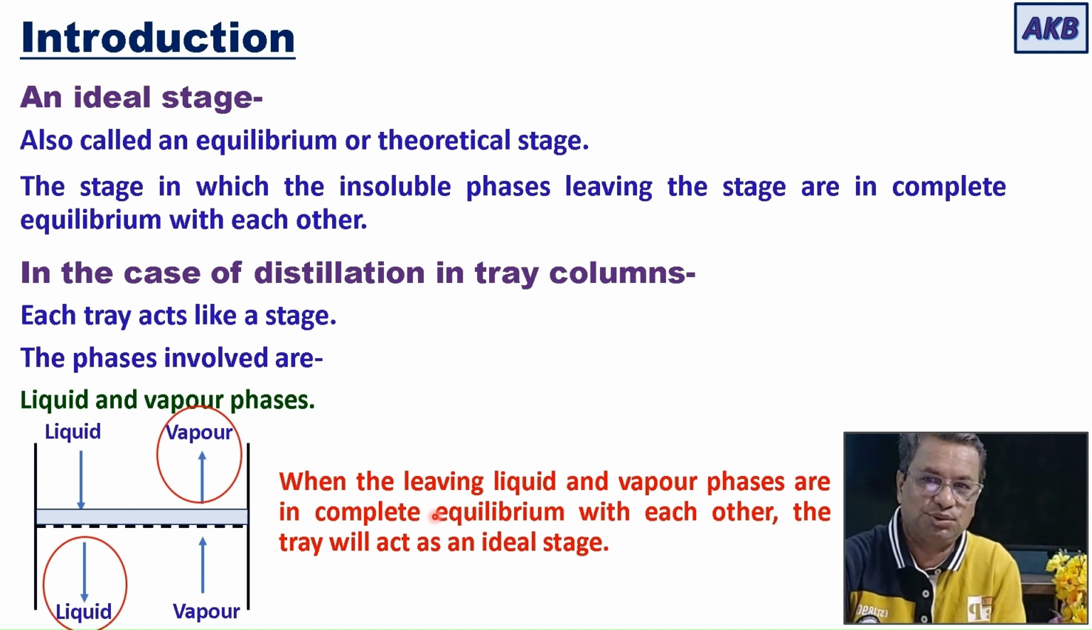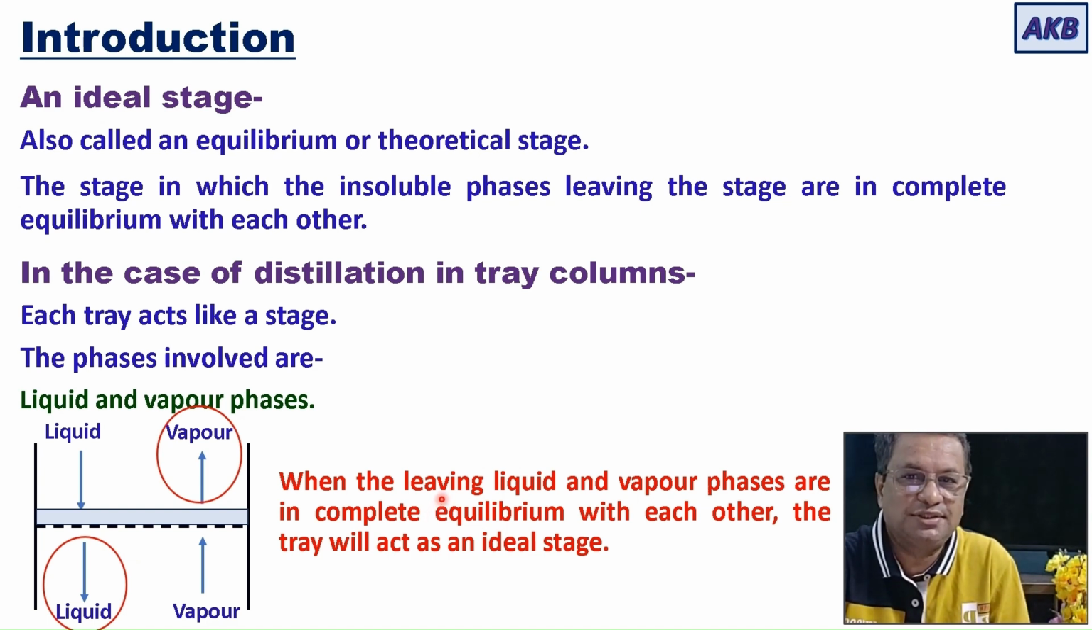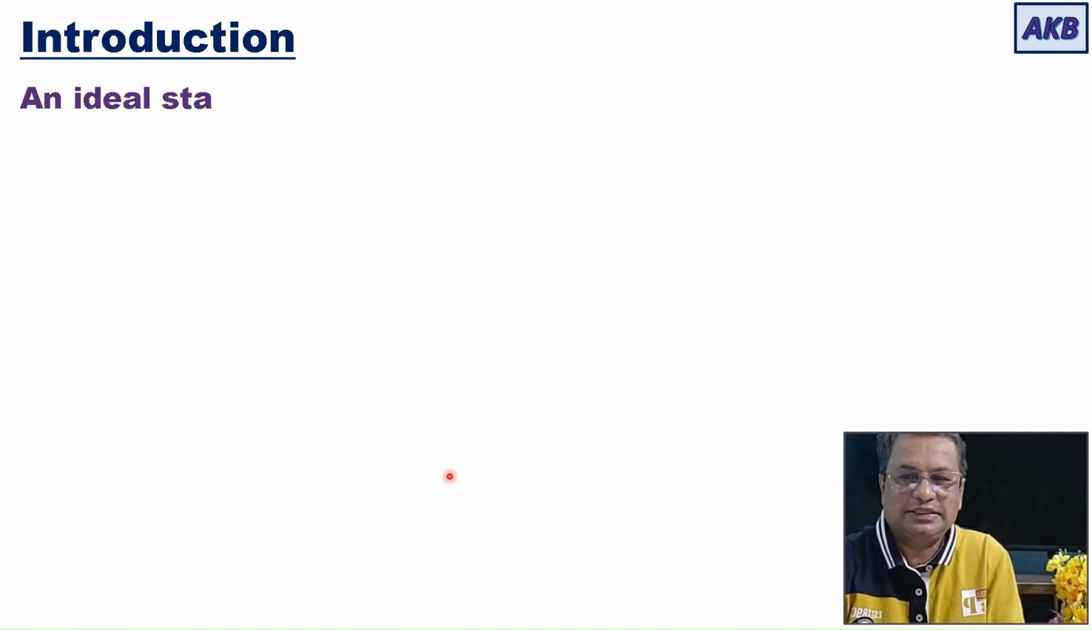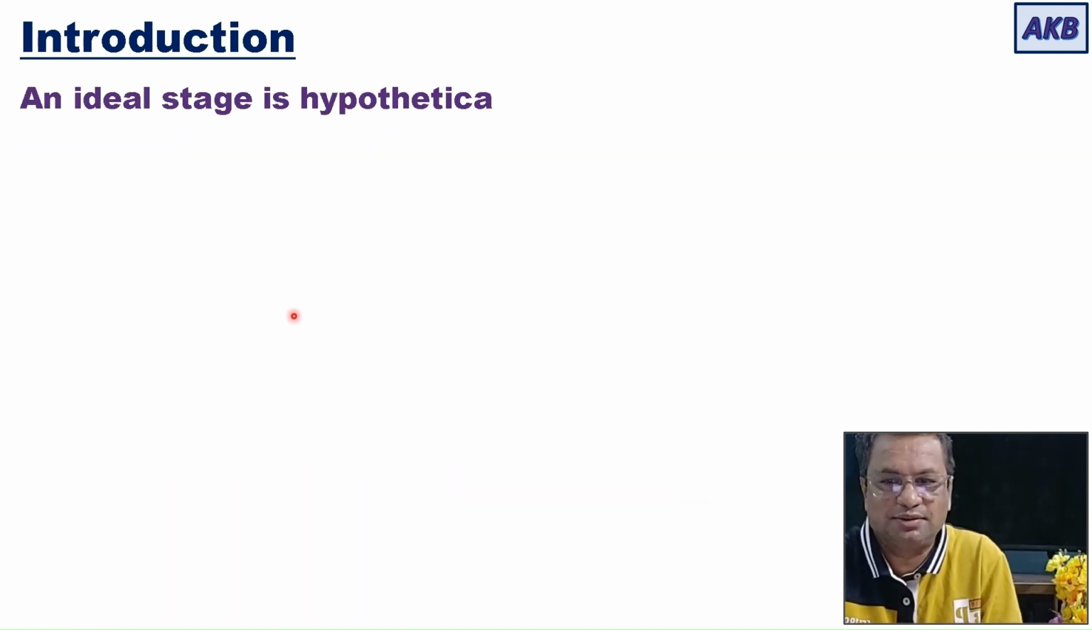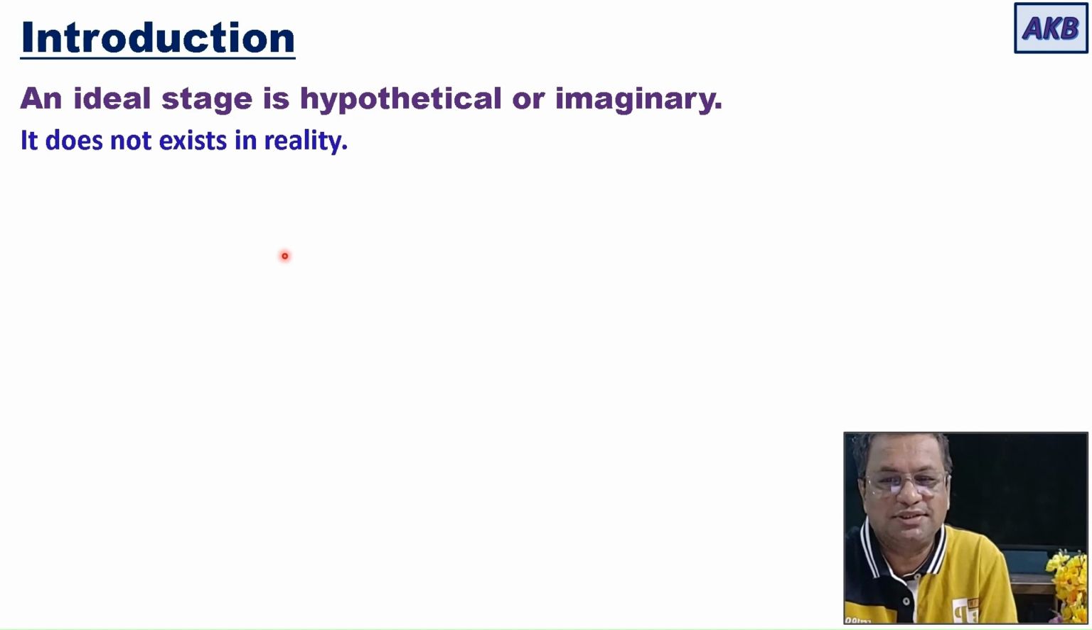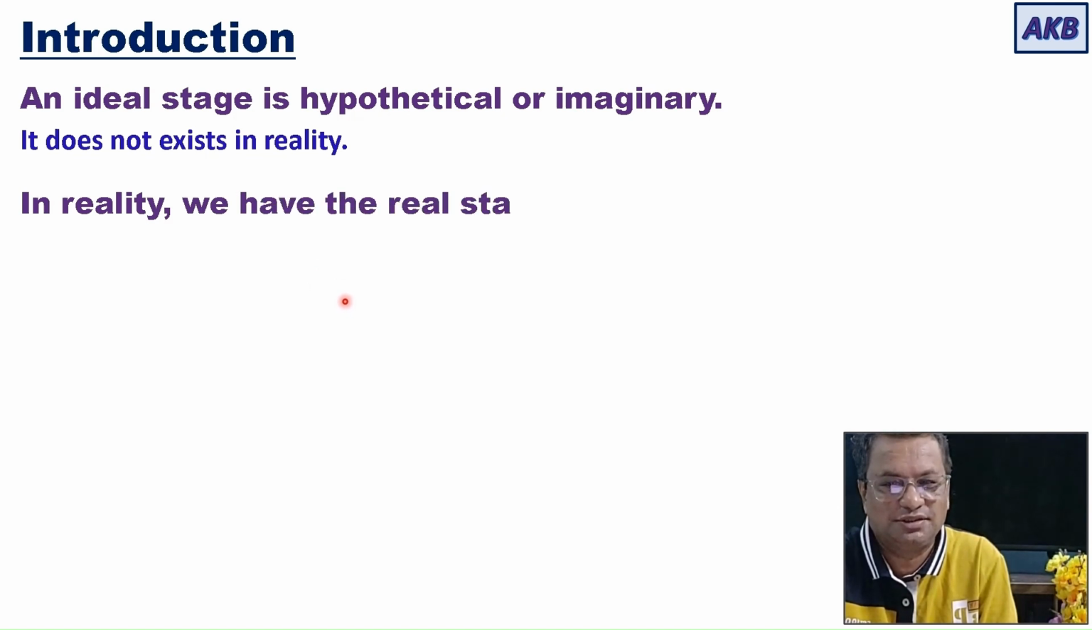So first we have understood what is a stage, and then now we have understood what is an equilibrium or an ideal stage. Okay. In reality, an ideal stage is hypothetical or imaginary. Meaning, it does not exist in reality. It does not exist in reality. In reality, what do you have? You have the real stage.